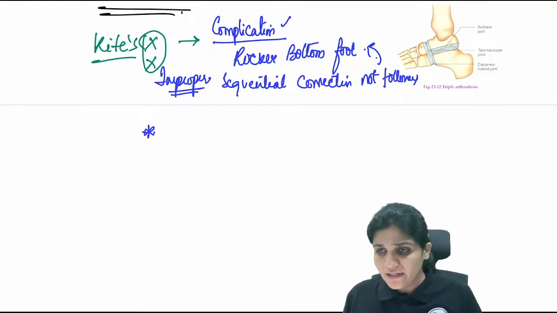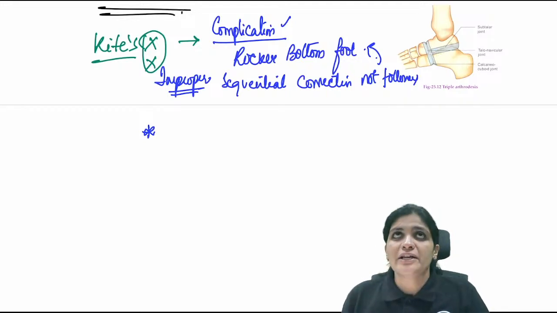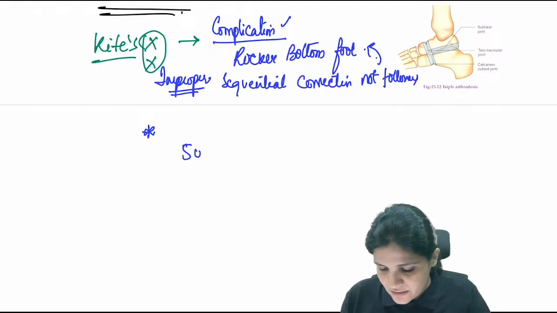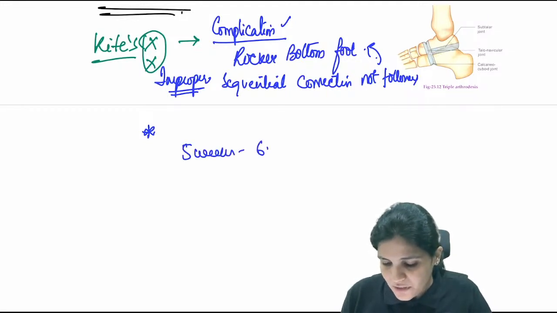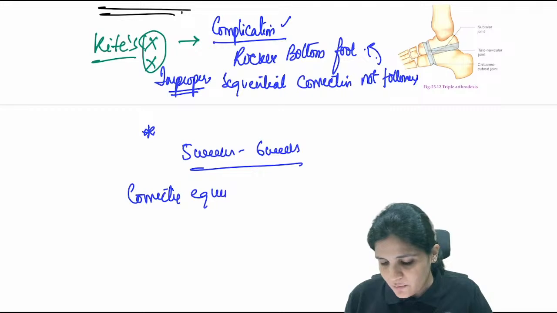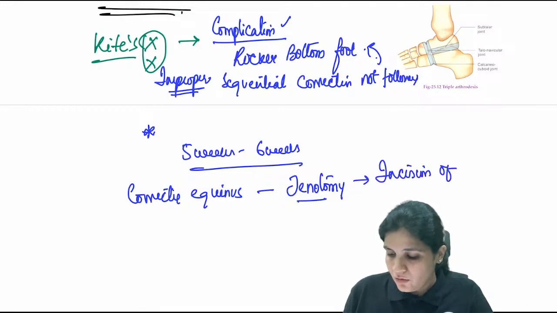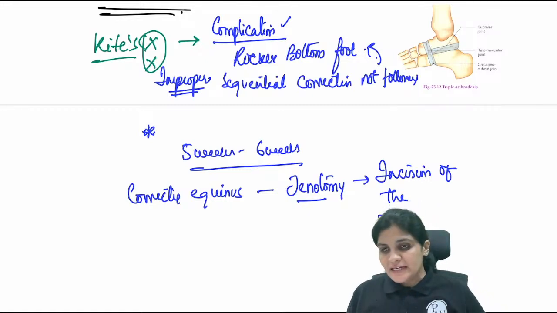Up to this correction, it will usually take about 5 to 6 weeks. Then the final step is correcting the equinus, right? This equinus is corrected by tenotomy. Tenotomy is nothing but you give an incision of the tendoachilles. That is tenotomy.